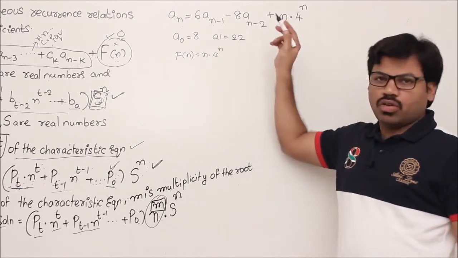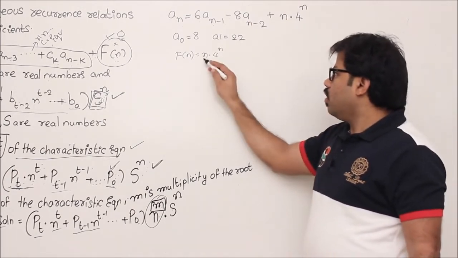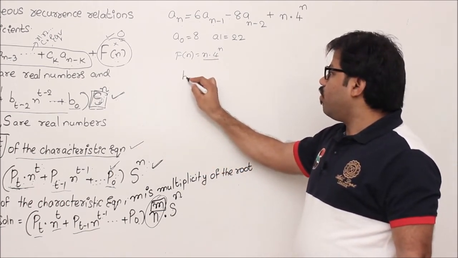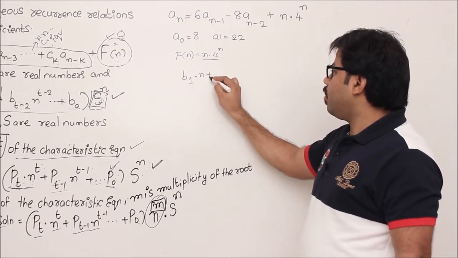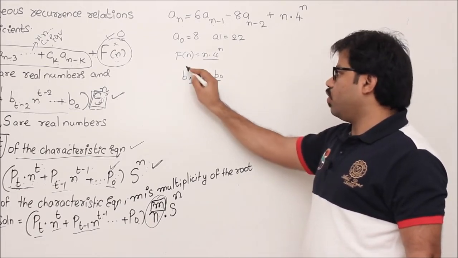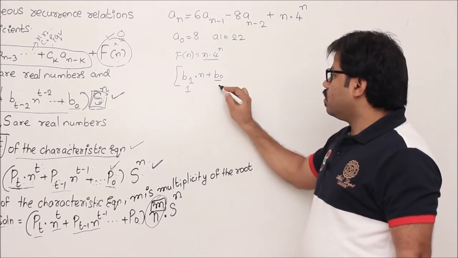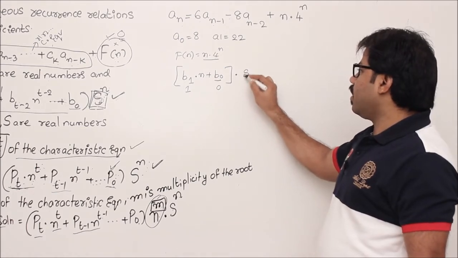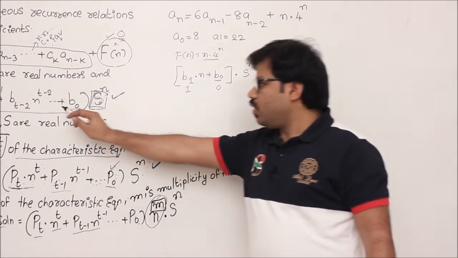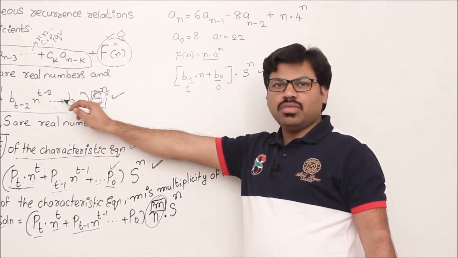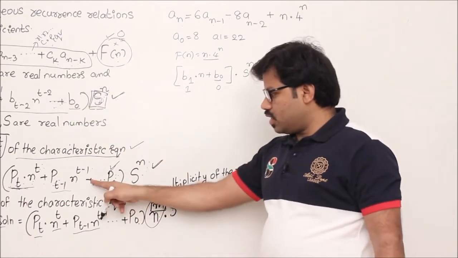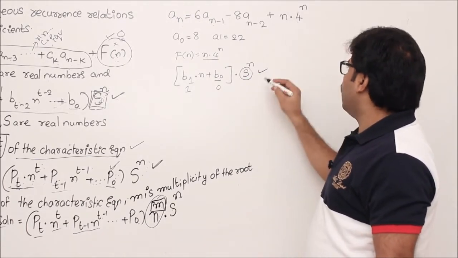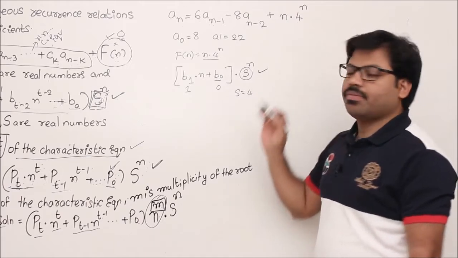We know that now it is a non-homogeneous equation, right? So let's map this n·4^n to this form. It is like b1·n plus b0, of course b0 is 0, we know that. B1 is 1. So b1·n plus b0, multiplied by s^n. This is the form. Whenever your function matches this form, then the solution is either this one or this one, depending on your s. What is s in your function? The s value is 4 here, 4^n.